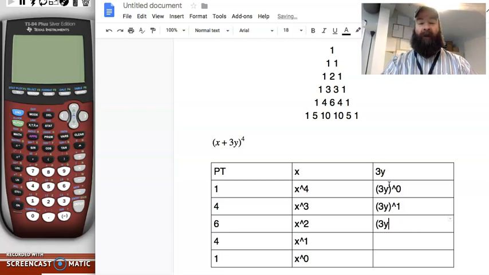I should have already typed these in, so you don't have to watch me type these in as I go along, but that's fine. We'll be just fine. Raise to the third, and then to the fourth.